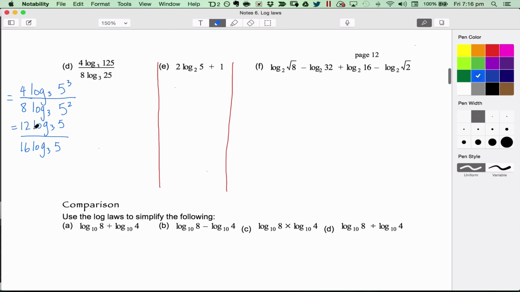And we end up with this log 3, 5 on both sides. And when we've got that full log, we can cancel them on the top and the bottom. So we're left with 12 over 16, which is 0.75.